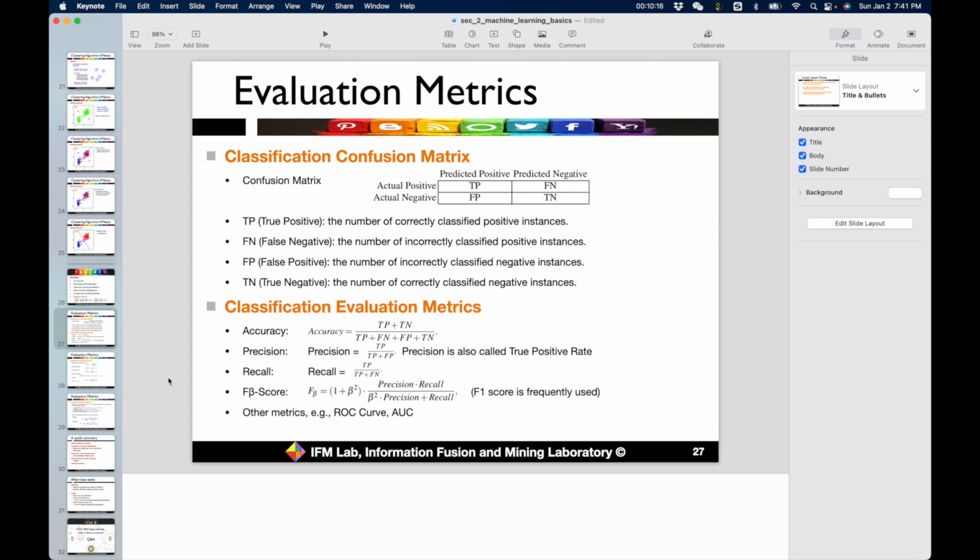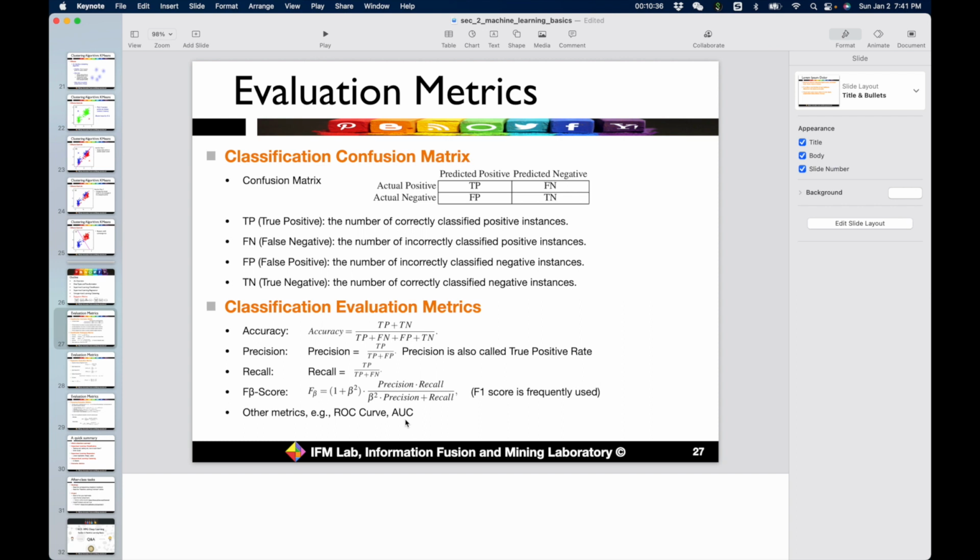Normally, when we are doing classification, we have to consider all of them as evaluation metrics. Besides accuracy, precision, recall, and F1 scores, we also have some other metrics like the ROC curve and AUC, right, as metrics for evaluation purposes.